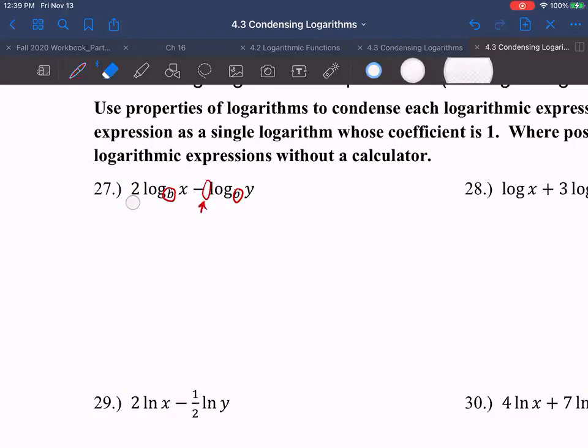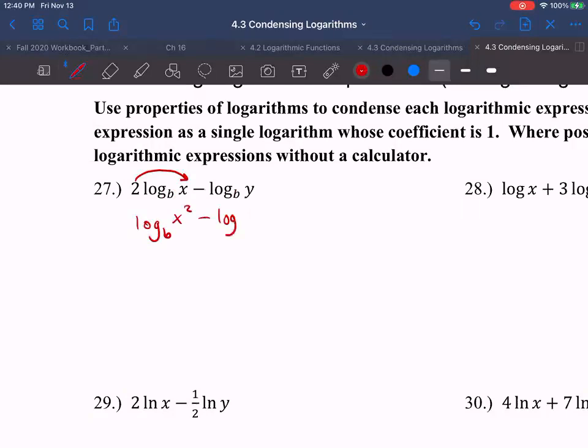So the very first thing I want to do is make sure that not only do their bases match, but the coefficients out front are the same. So I'm going to take that 2 and move it up there to an exponent. This will become log base b of x squared minus log base b of y. And now I can go ahead and use the quotient rule to combine the 2 logarithms together, and I'll get log base b of x squared over y. So doing the same sort of thing, just working totally in reverse.